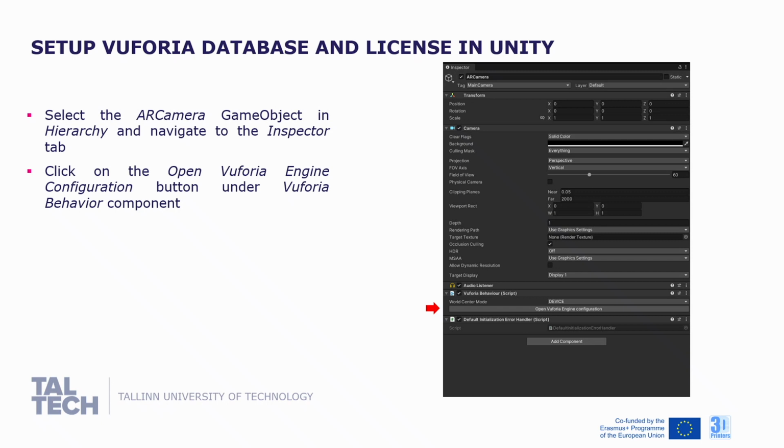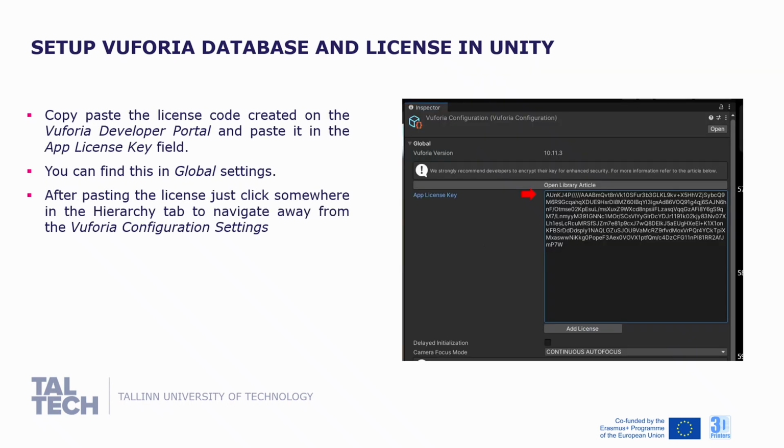Select the AR camera game object in the hierarchy and navigate to the Inspector tab. Click on the Open Vuforia Engine Configuration button under the Vuforia Behavior component. Copy the license code created on the Vuforia developer portal and paste it in the App License Key field. You can find this in Global Settings. After pasting the license, just click somewhere in the Hierarchy tab to navigate away from the Vuforia configuration settings.